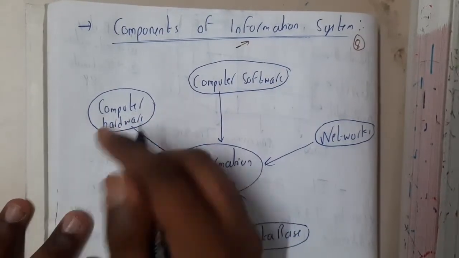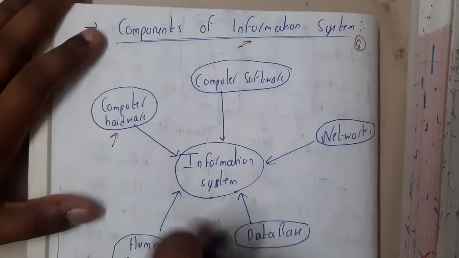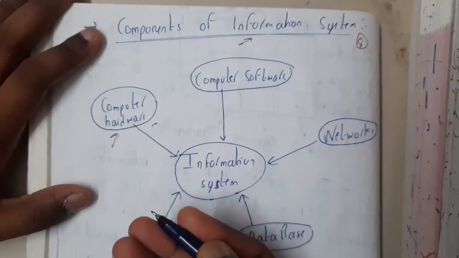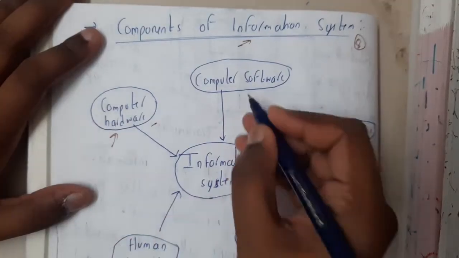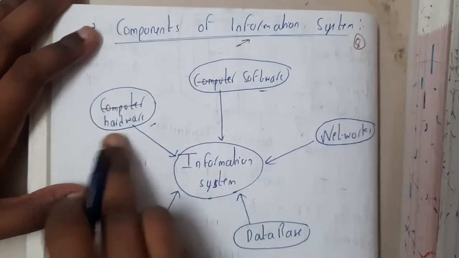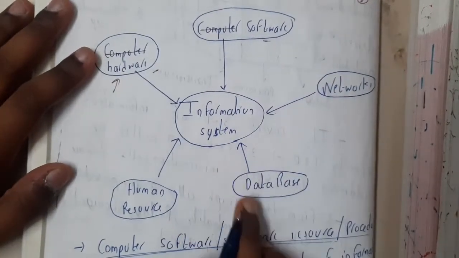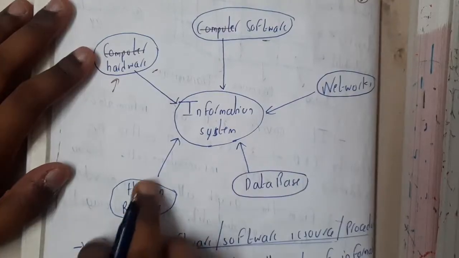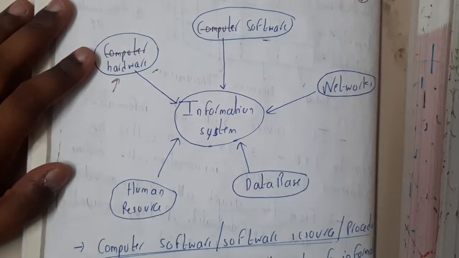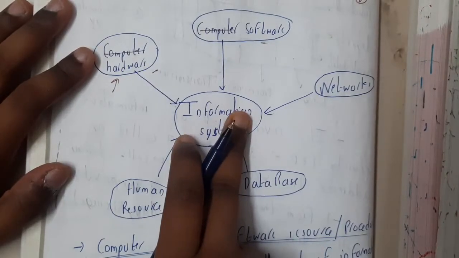The first component is computer hardware. It is some kind of system, so it is going to have some computer components or computer hardware. And it will have software. In normal terms, it is better to write it this way: hardware, software, networks, because it is connected to a particular network. It will have a database to store data, and it will have human resources, that is, people. These are all the things which interact with our information system.